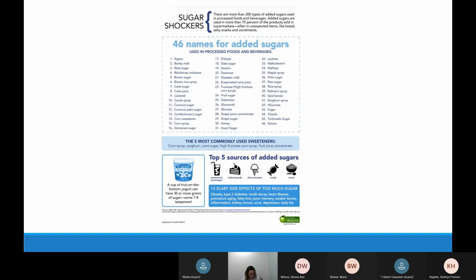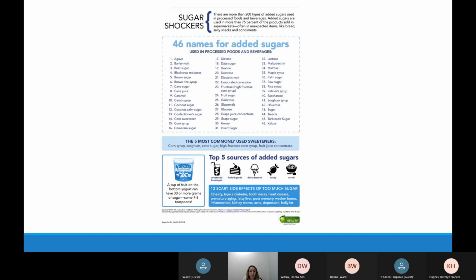These 46 names for added sugars are something that I would say take a picture of, have on your phone as a little cheat sheet to reflect back on, especially when you're in the grocery store trying to read the labels. But my favorite little tip is if it ends in OSE, it's likely a sugar. Remember how I was saying glucose, like OSE, glucose enzyme, right here? That's to indicate it's a sugar. You'll see galactose or lactose up here. That's a sugar.